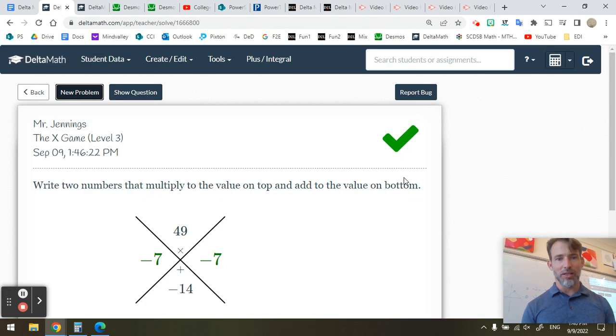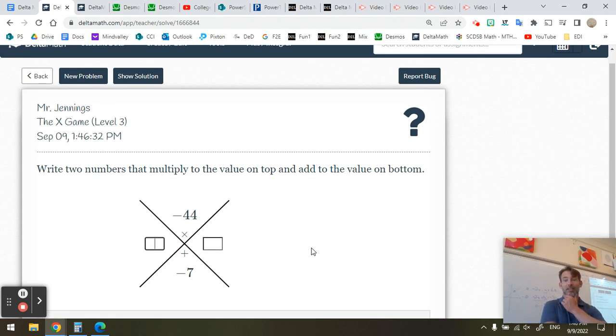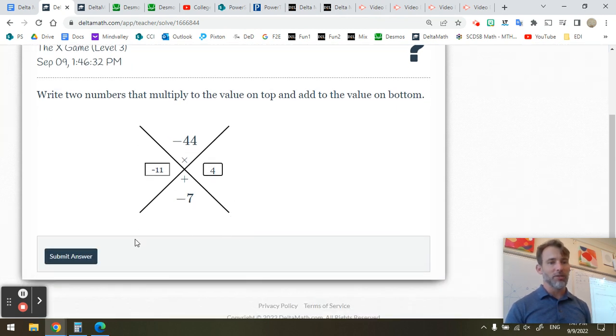Okay, let's keep going. New problem. Multiplies to negative 44 and adds to negative 7. There's a few ways to multiply to 44. 1 times 44, 2 times 22, but 2 times 22, I mean, that would give a difference of 20. Here, 11 times 4. 11 times 4, the difference is 7, so that's correct. And then we have minus 11 times 4. And if I add those together, I get minus 7. If I multiply them together, I get minus 44.